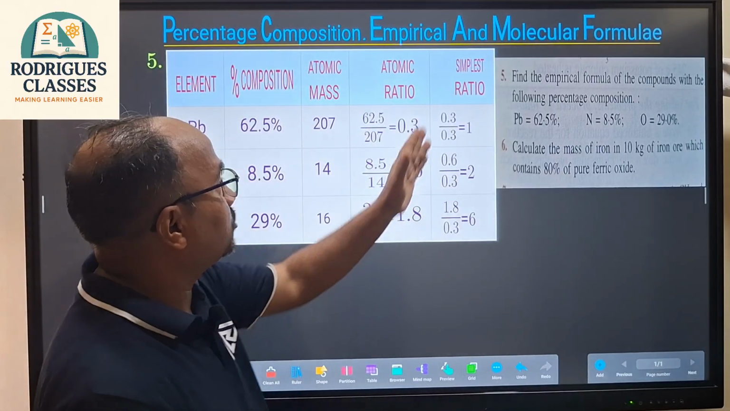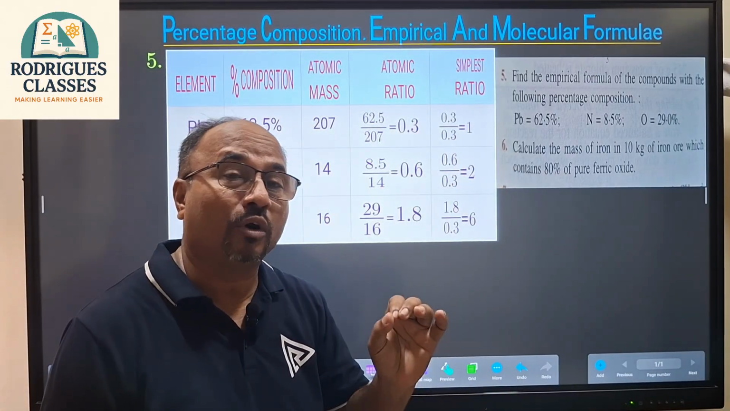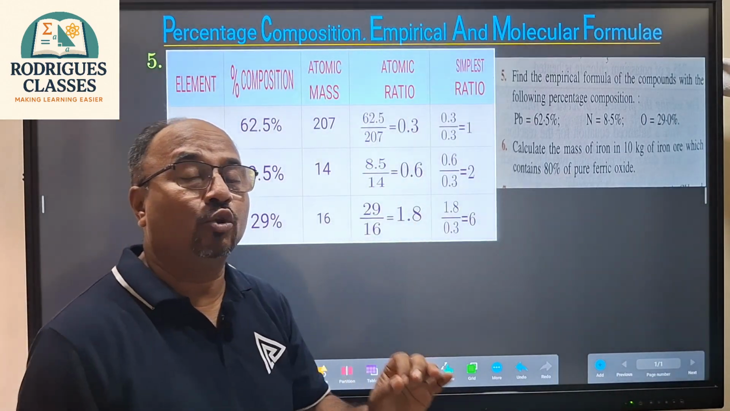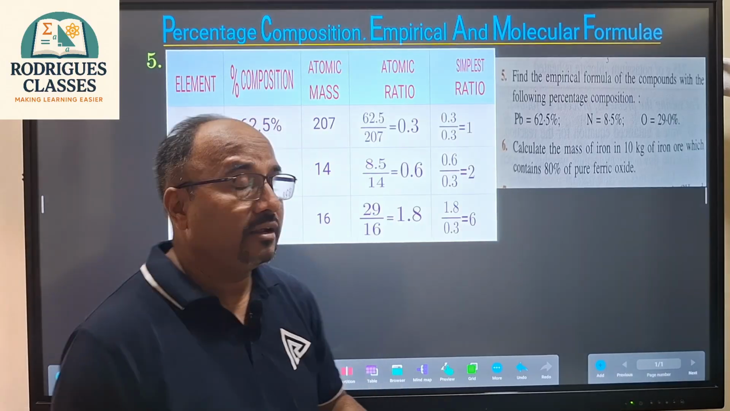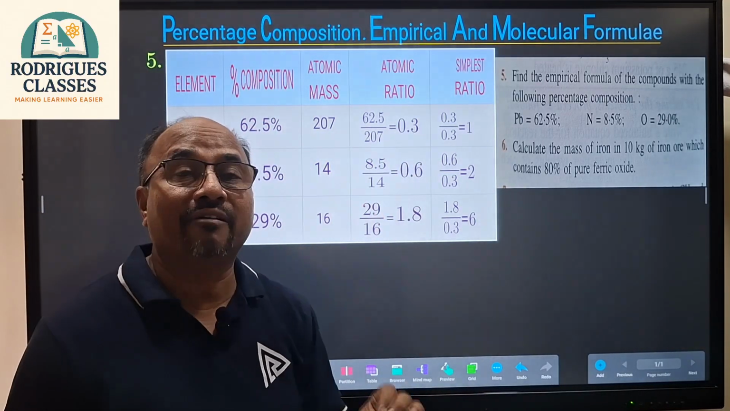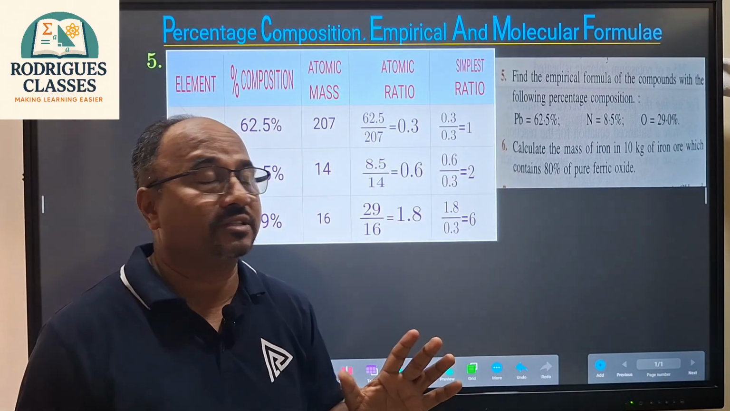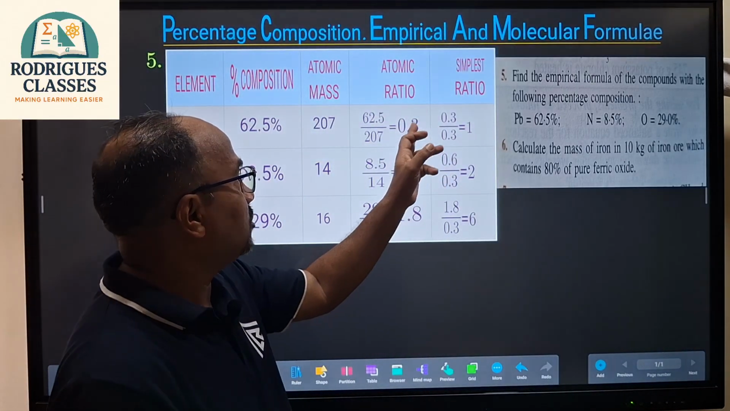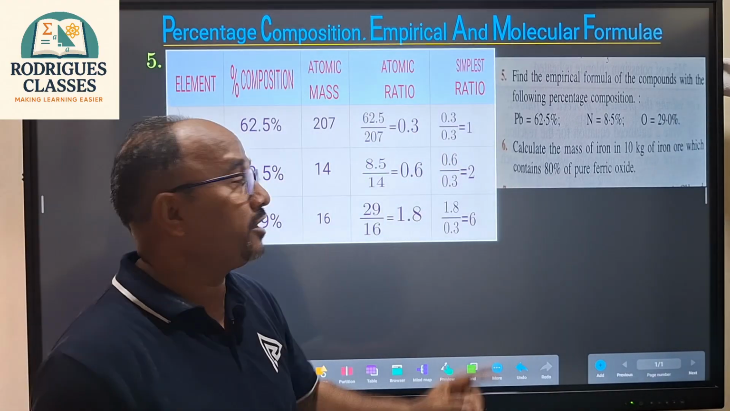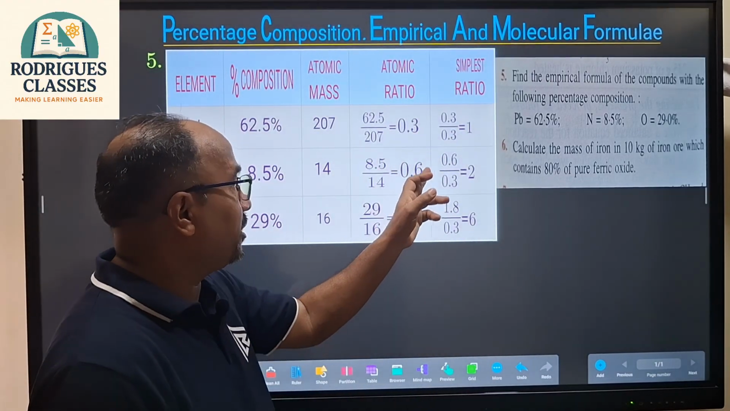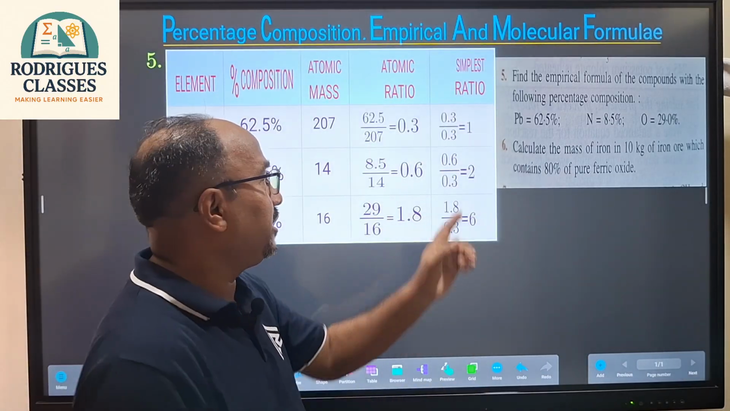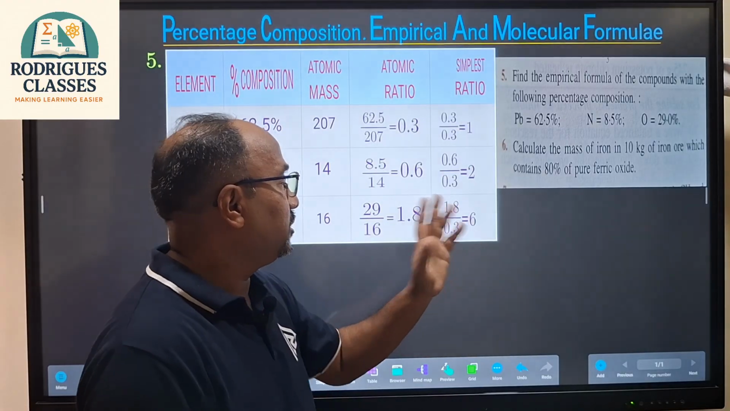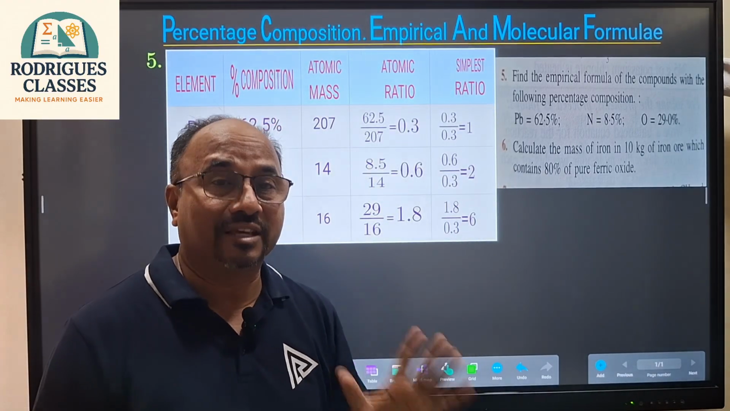Once you have got this ratio, next column is of simplest ratio. What you have to do there is this. Out of these three, the one which is the lowest ratio has to be taken, and each of these ratios will be divided by that lowest value of the atomic ratio. So 0.3 is the lowest, so 0.3 divided by the lowest 0.3, you get 1. 0.6 divided by the lowest 0.3, you get 2. And 1.8 divided by the lowest value 0.3 gives you 6.